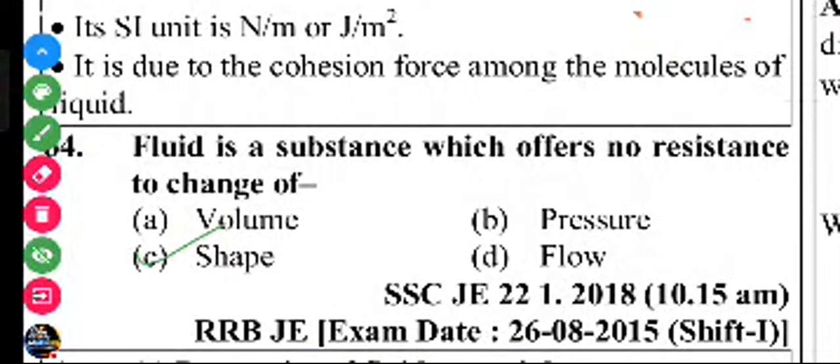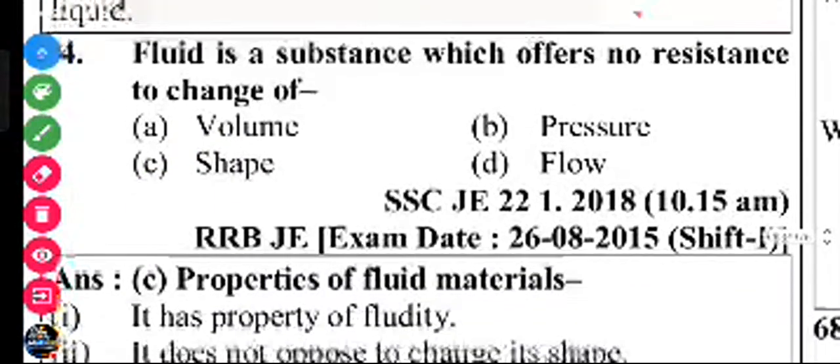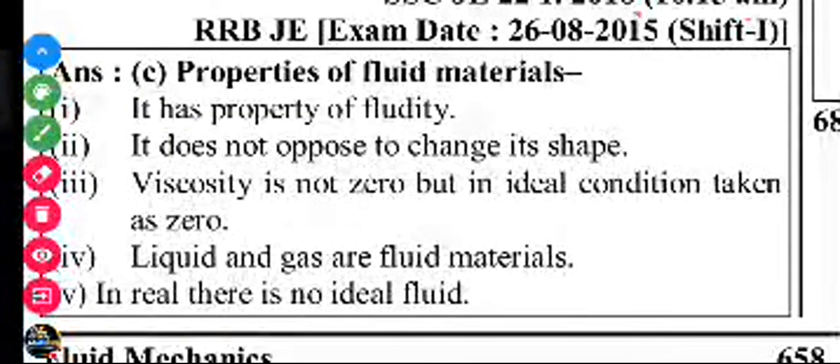C. Safe. Let's check whether the answer is correct or wrong. Yes, C is the answer. The properties of the fluid materials.